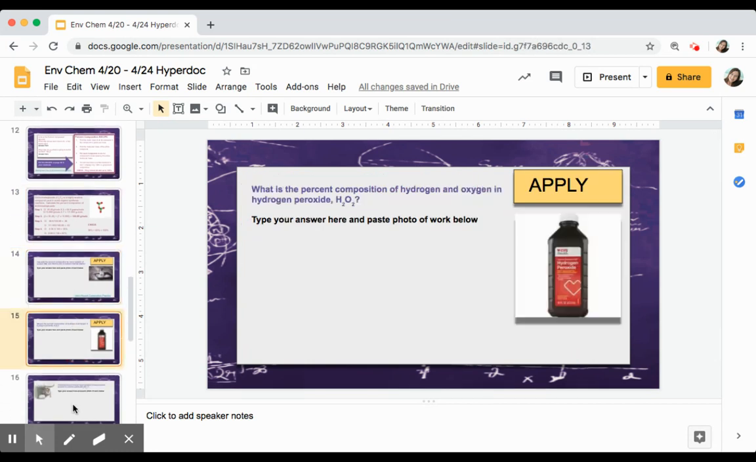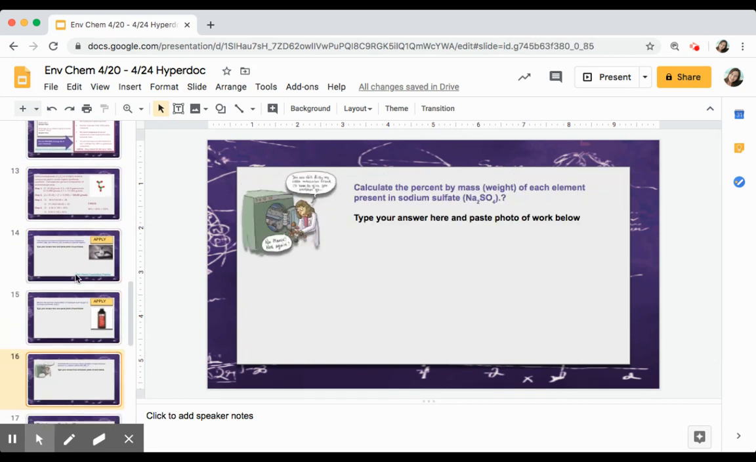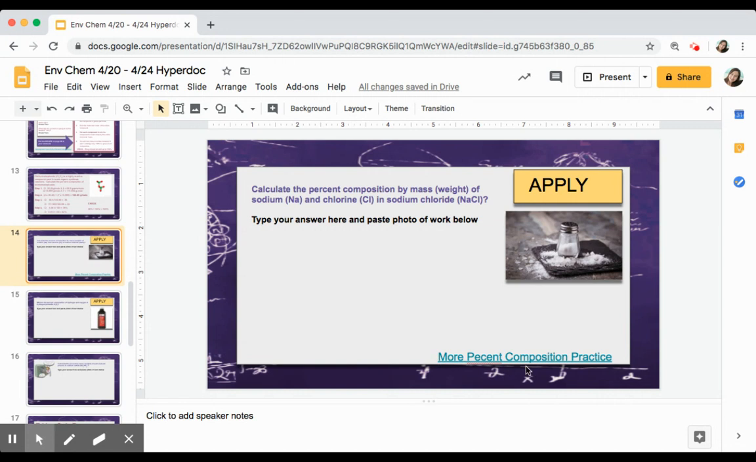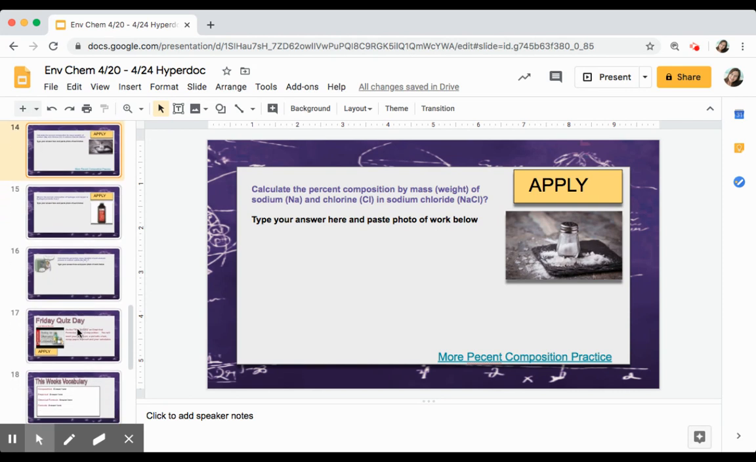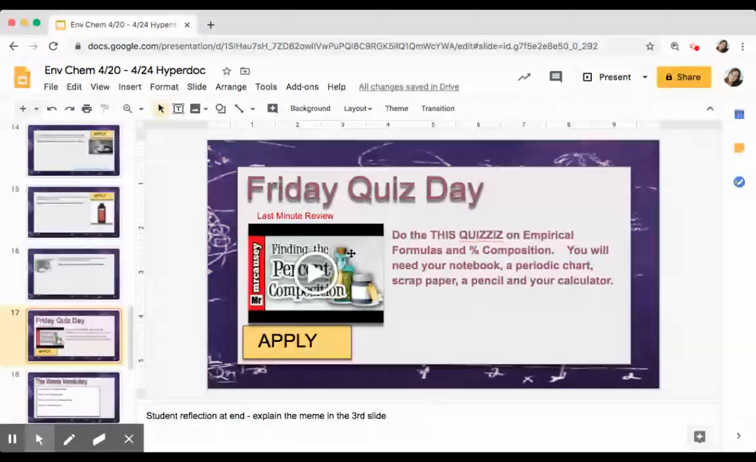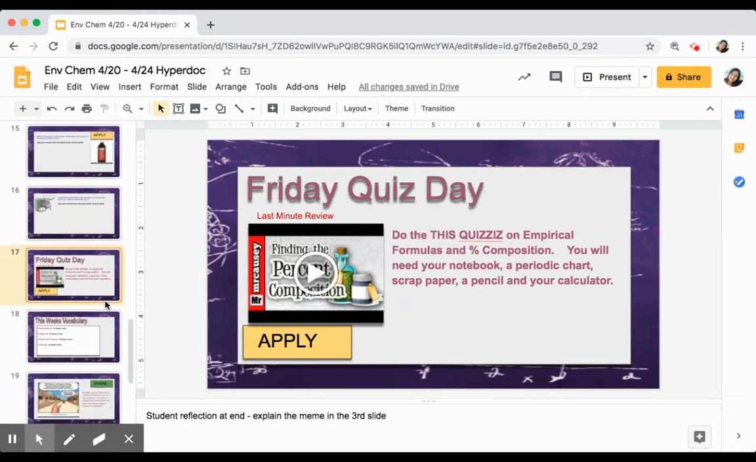And I gave you 3 problems to do. And again, there is a link here with a lot more problems you can practice and see if you get them right. Do all those before you take the quiz. Friday is quiz day. There's a practice video or review video, and then a quiz on empirical formula and percent composition.